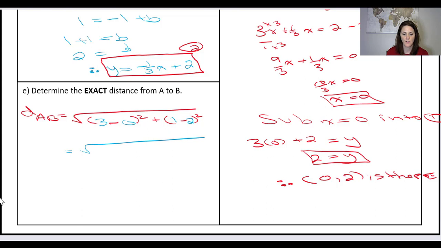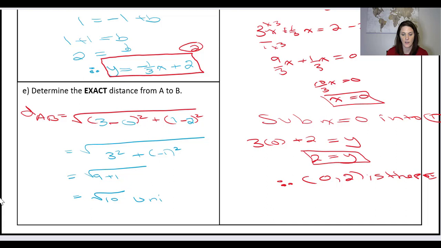So 3 minus 0 is 3, 3 squared is 9, 1 minus 2 is -1, -1 squared is 1. So we have the square root of 9 plus 1. So the final shortest distance is the square root of 10. And if we don't have units, we physically write in the word units.